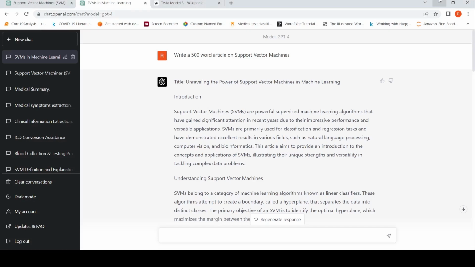In this video, let's look at how GPT-4 compares with GPT 3.5 on two tasks. The first task is writing a creative article and the second task is writing a product introduction mail. So I have access to ChatGPT and here I have selected the model as GPT-4 and then I have asked this query: write a 500-word article on support vector machines.